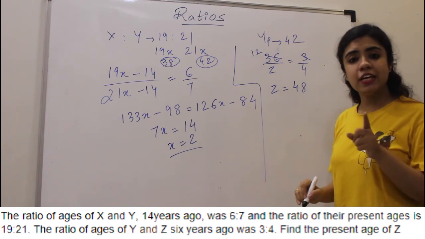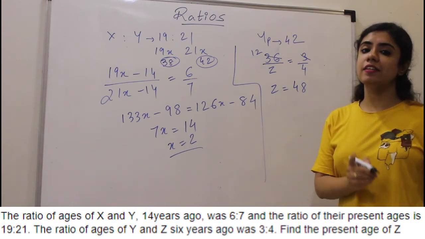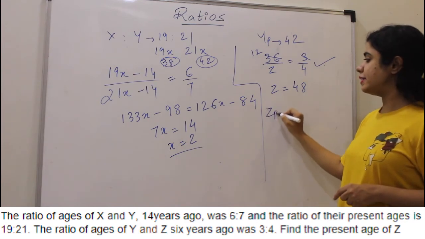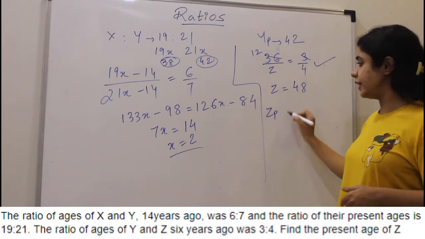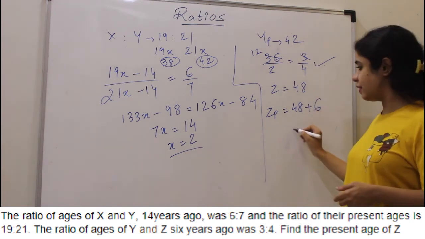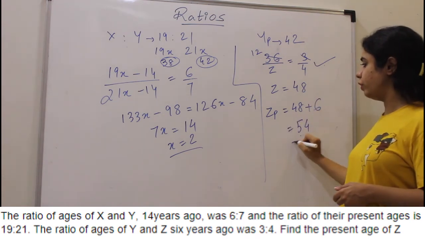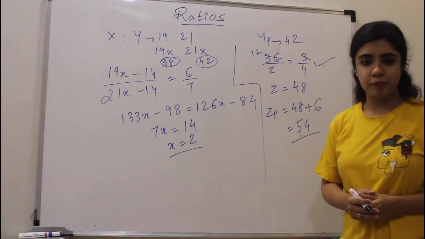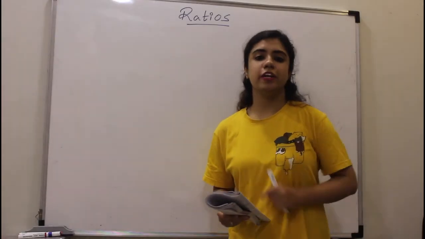But this was the age of Z 6 years ago, because this ratio is 6 years ago. So what is Z's present age? So Z ka present age will be 48 plus 6. So the answer will become 54 years. Okay? So this is how you're going to approach the problem. Let's look at one final question.